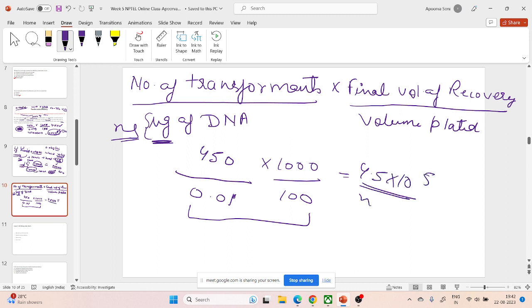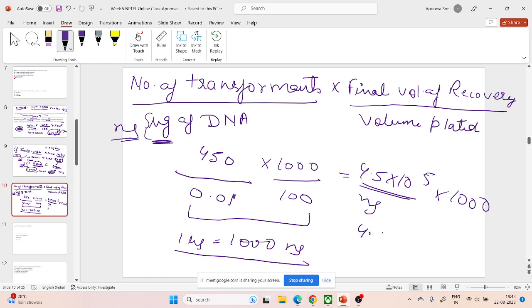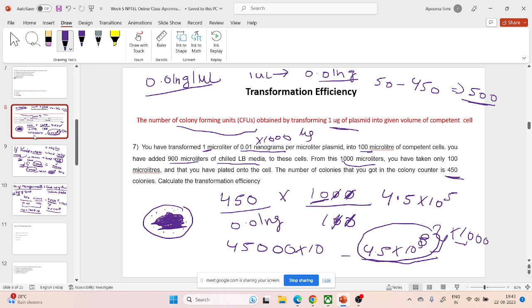But since it is in nanograms and the formula says it has to be in micrograms, we will multiply by 1000. Why? Because 1 microgram equals 1000 nanograms. Simple conversion. So your answer will be 4.5 into 10 to the power 8. Now is it clear? Yes, ma'am, it is clear now.